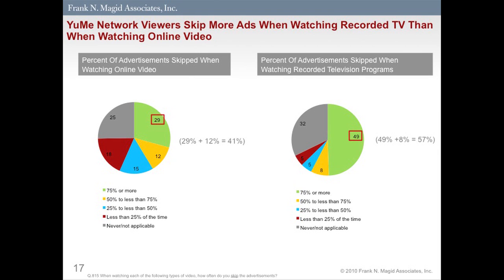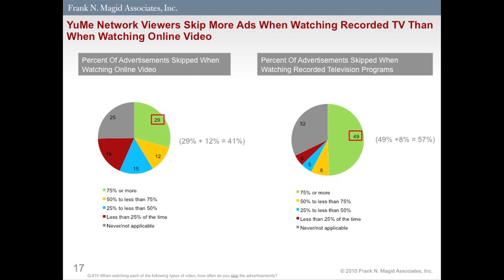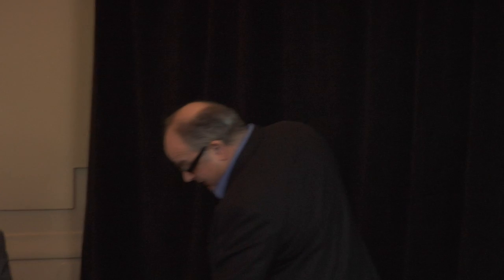Okay, let's talk a little bit about skipping of ads. We asked consumers how often they skip advertisements. We looked at the YuMe audience, and we looked at that same audience when they were watching TV. When you ask the YuMe audience about their behavior when watching online video, 29% say they're skipping 75% or more of the ads. When you ask them about their TV viewing, same people, 49% skip 75% or more of the ads. And as you can see here, top two boxes, 57 versus 41. So a self-reported higher level of ad skipping amongst the YuMe network when watching TV.